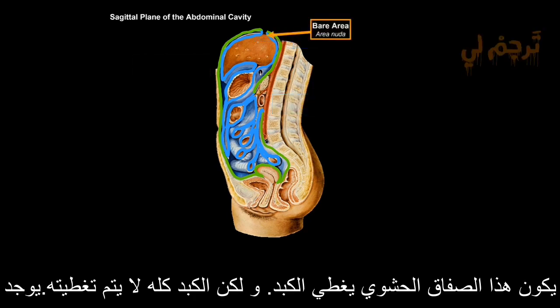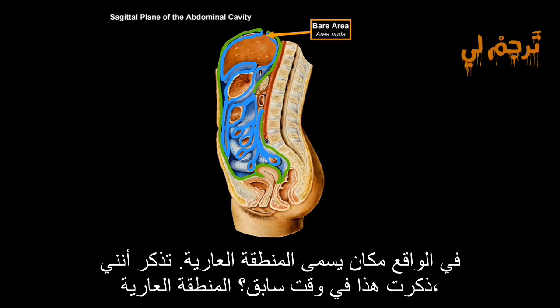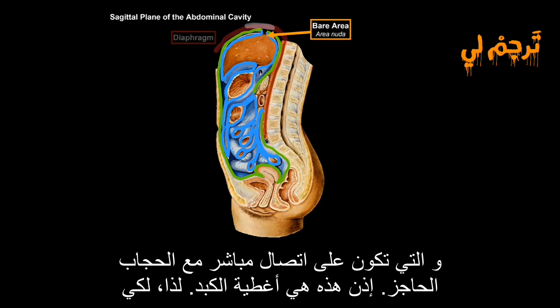But the whole liver is not covered. There's actually a place called the bare area. Remember we mentioned this earlier? The bare area, which is in direct contact with the diaphragm. So that's the coverings of the liver.